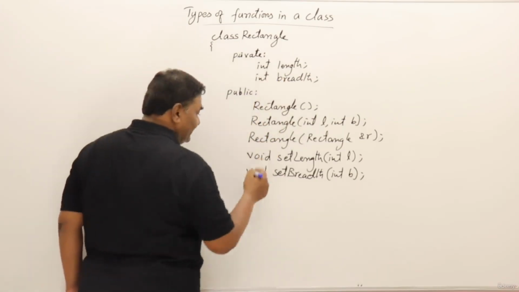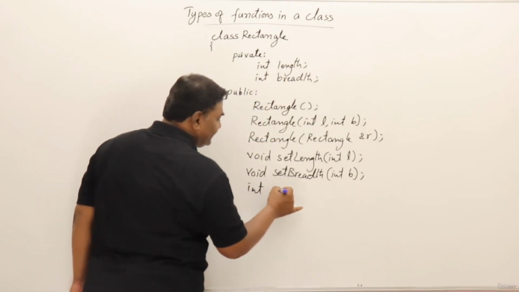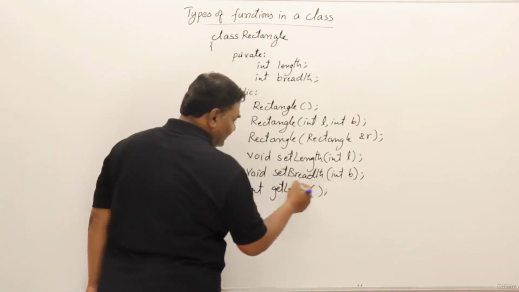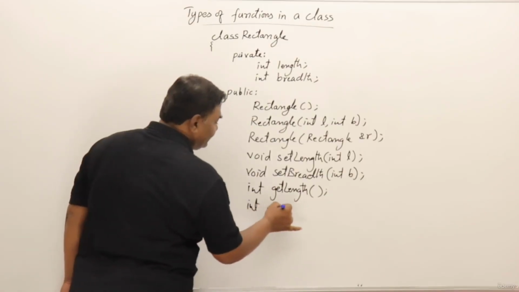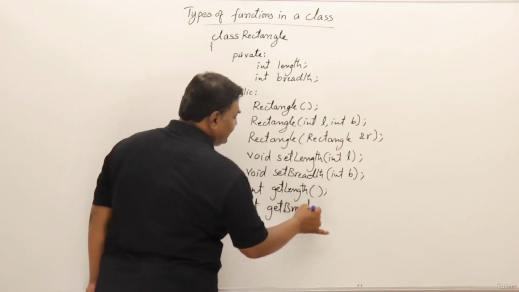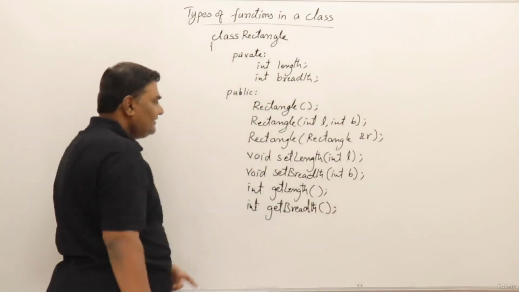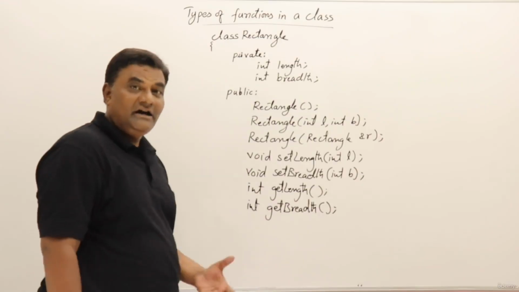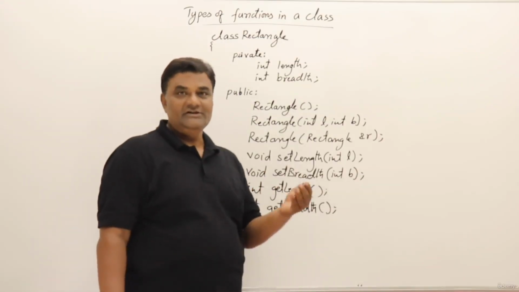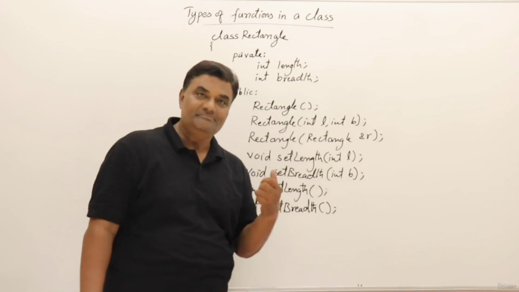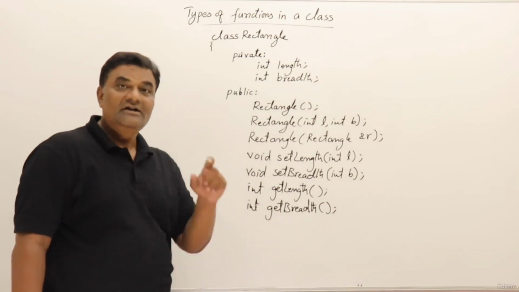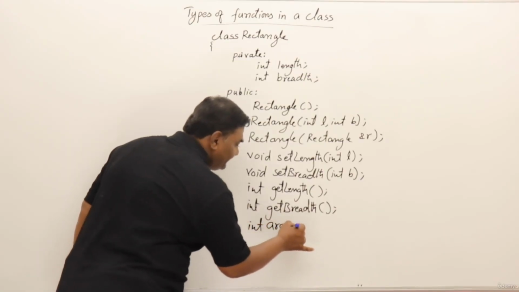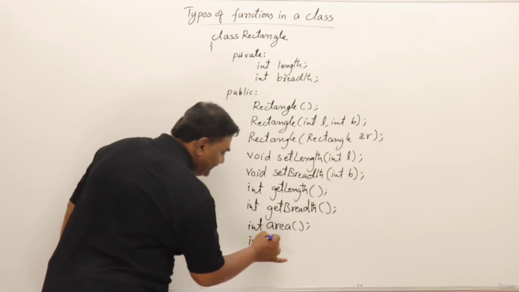Now next we will write accessors, that is getter methods. As we have two properties, length and breadth, I will write down two methods. One is getLength, which returns the length value, and next is getBreadth, which returns the breadth value. So mutators and accessors, setter methods and getter methods, are completed. Now the actual functions that are useful for the rectangle class, that is area and perimeter, such functions are called facilitators.